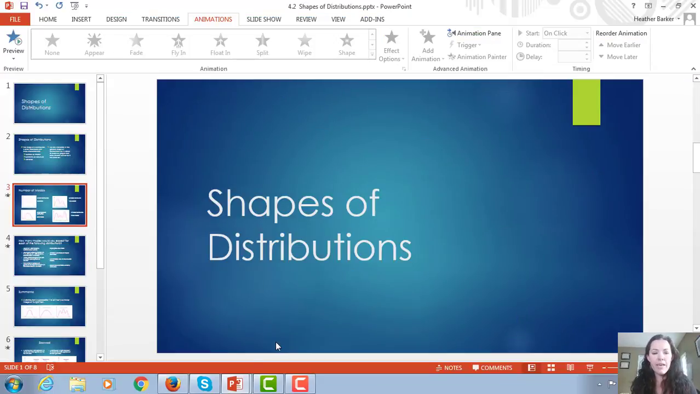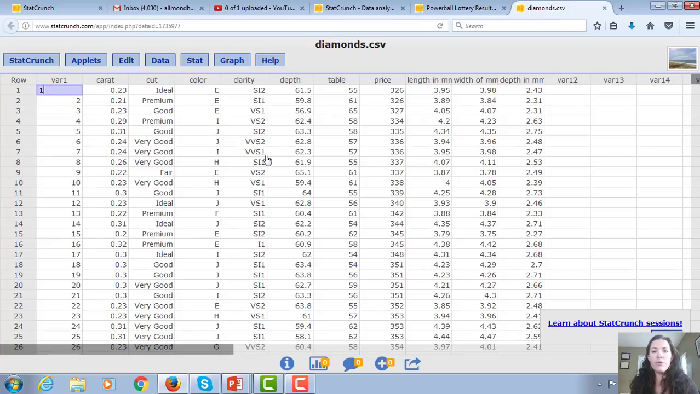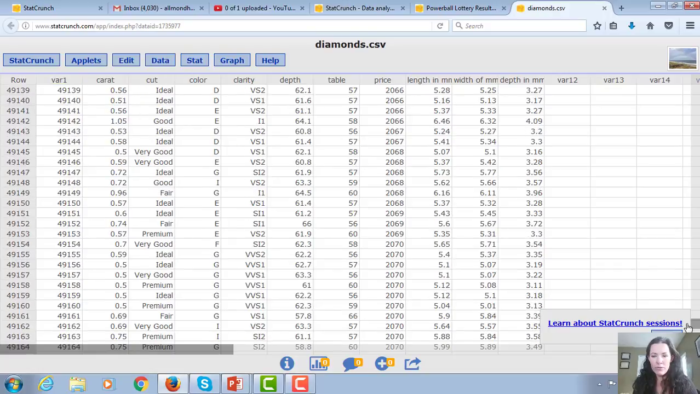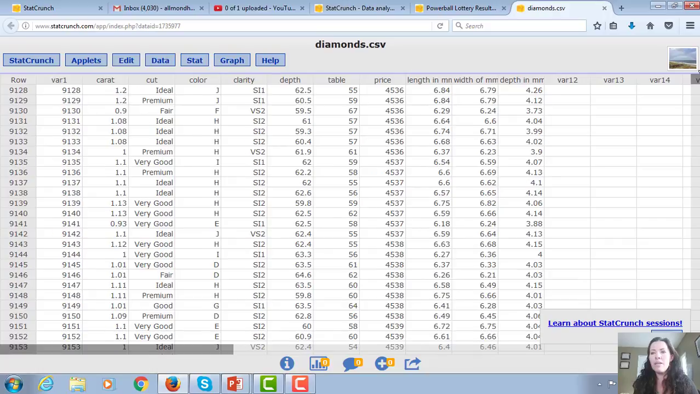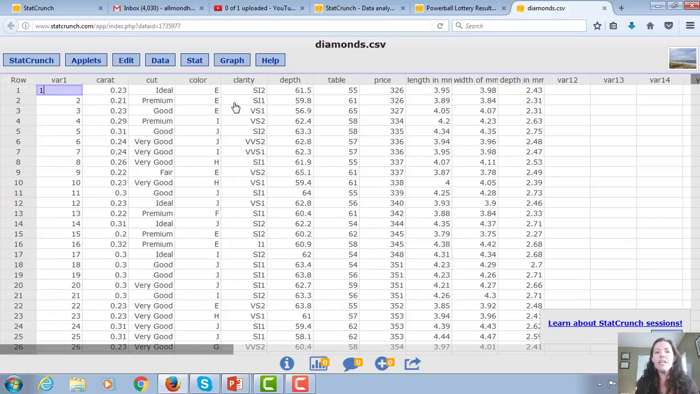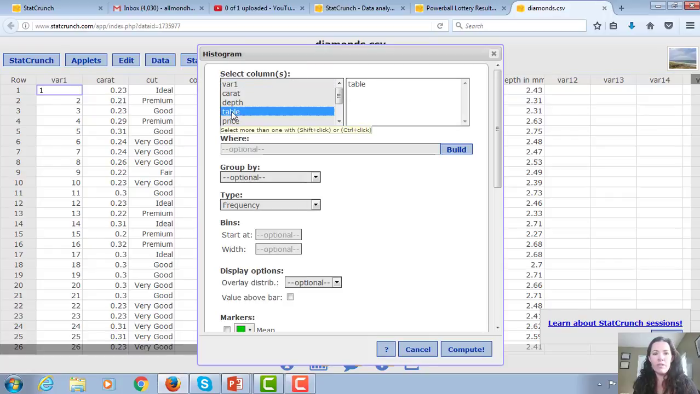I'm going to look at some data sets here in StatCrunch just to give you an idea of what's going on. This data set here I really like because it is looking at a lot of different prices of diamonds. If I scroll down here, it's got over 53,000 diamonds in this data set. And it's looking at the clarity, depth, price, all types of things, length, width, depth in millimeters of different diamonds. So what I'm going to do is graph a histogram here. I'm going to look at the price because that's actually an interesting one to graph here.